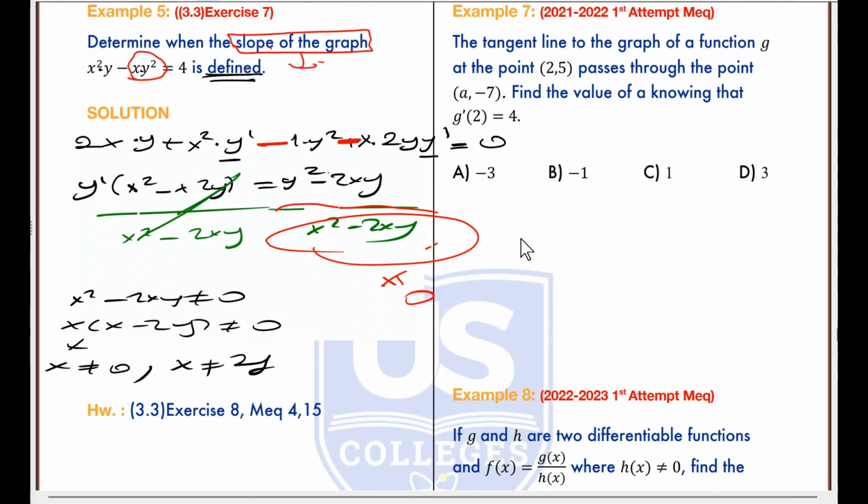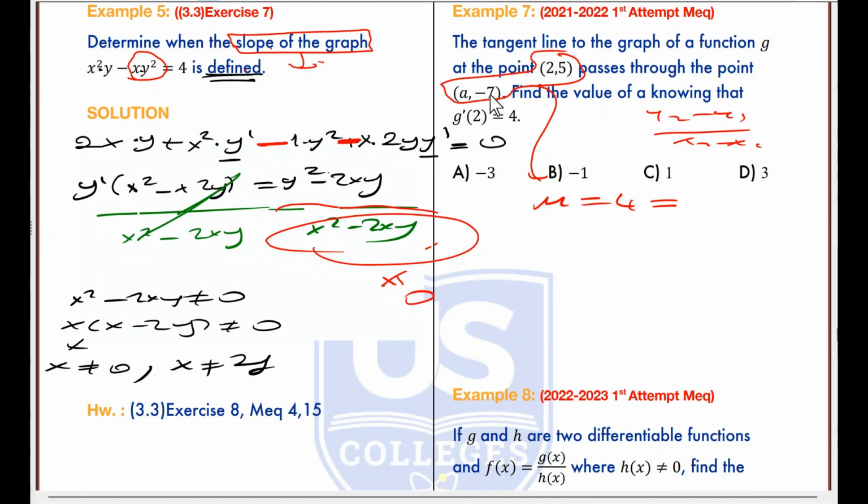Another question, like section 1 questions. The tangent line to the graph of the function g at point 2, 5 passes through. We solved a similar question before. So this means if there are 2 points the tangent line is passing through, we can identify the slope by using those 2 points. And slope is already given as 4, right? So 4 equals, let's find the slope by using y2 minus y1 over x2 minus x1 rule.